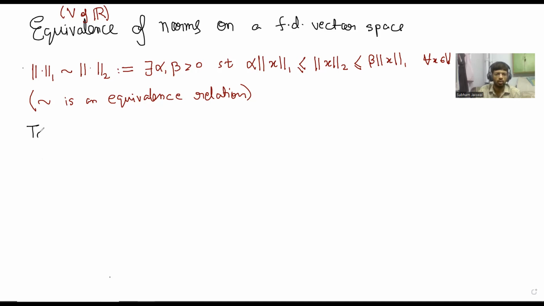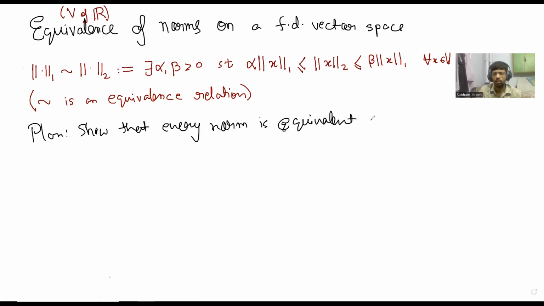So we want to show all norms are equivalent, so that's probably clear. That's the problem. So the plan, or the goal, or maybe the strategy: the plan is to show that every norm is equivalent to the two norm.